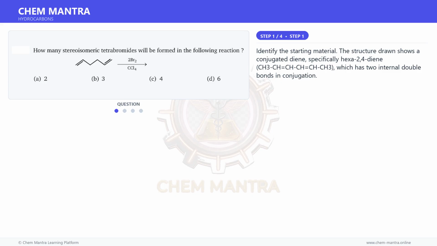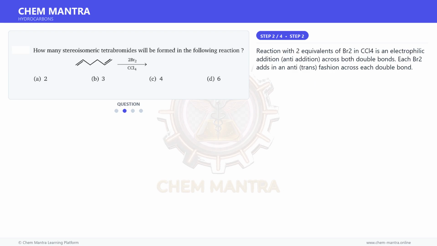Identify the starting material. The structure drawn shows a conjugated diene, specifically hexa-2,4-diene, CH3-CH=CH-CH=CH-CH3, which has two internal double bonds in conjugation.